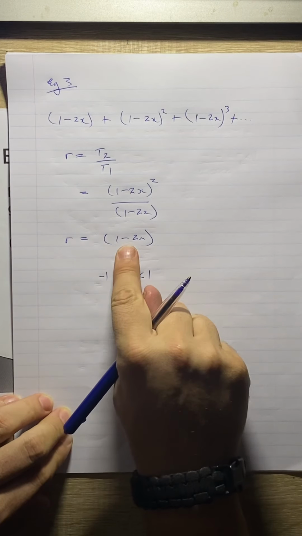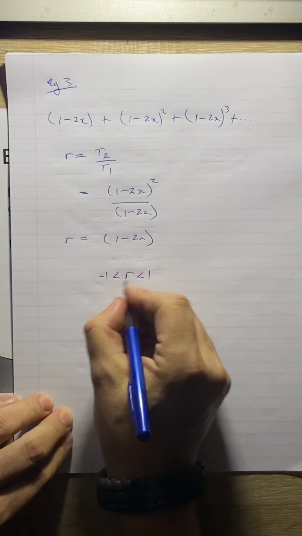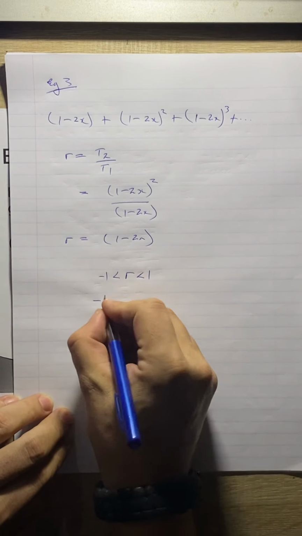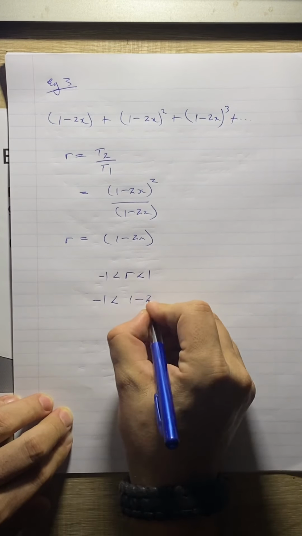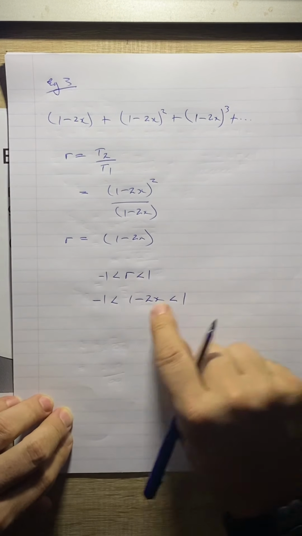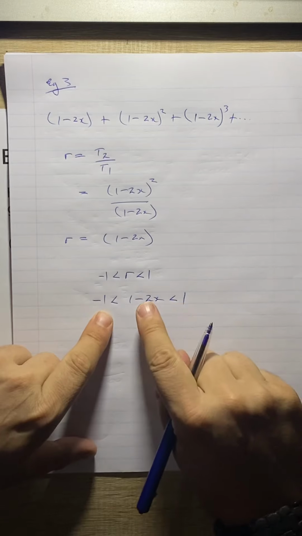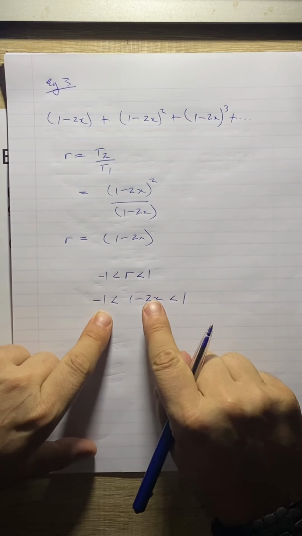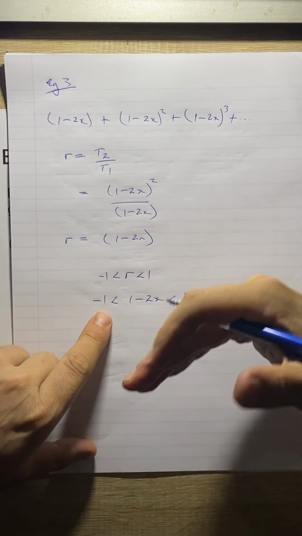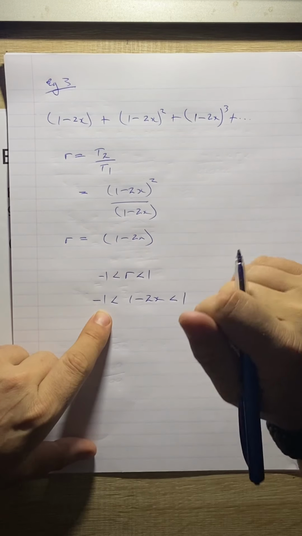Now remember the condition for convergence is that r must lie between -1 and 1. We've got our r value. Our r is 1 minus 2x. I'm going to substitute it in here. That is still the condition for convergence because that is our r. And now I can solve for x, and that will give me the x values that will make this converge.